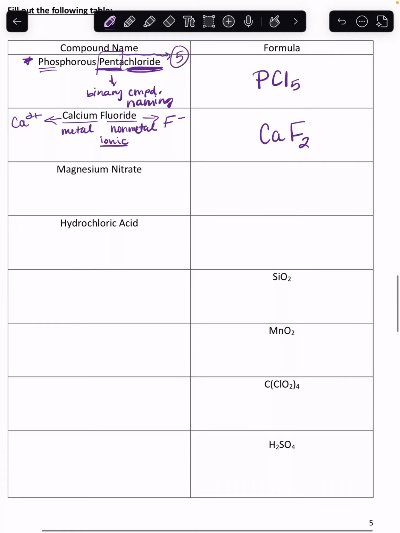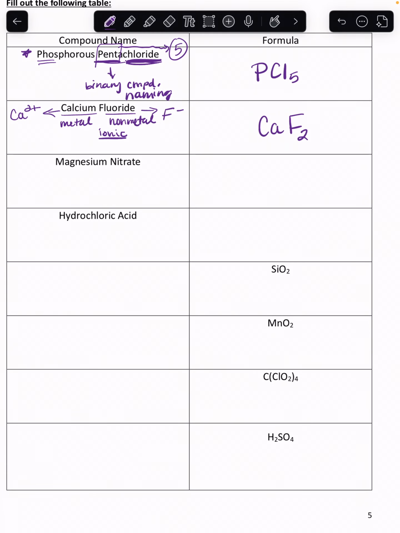Okay, moving on. Magnesium nitrate. All right, I know what magnesium is, but nitrate looks a little weird. Well, if you're unsure, you can literally flip to the back page of the exam and find a list of the polyatomic ions. This is a polyatomic. You must know what nitrate looks like, but you have a chart for it. So I go and pull what nitrate is.